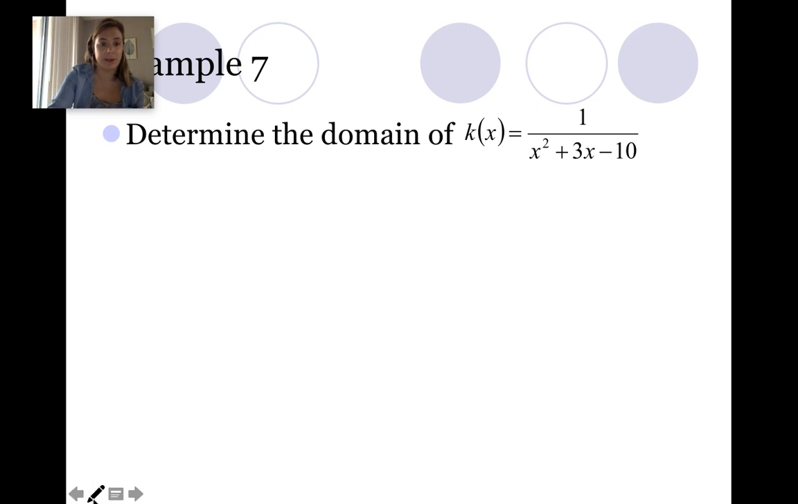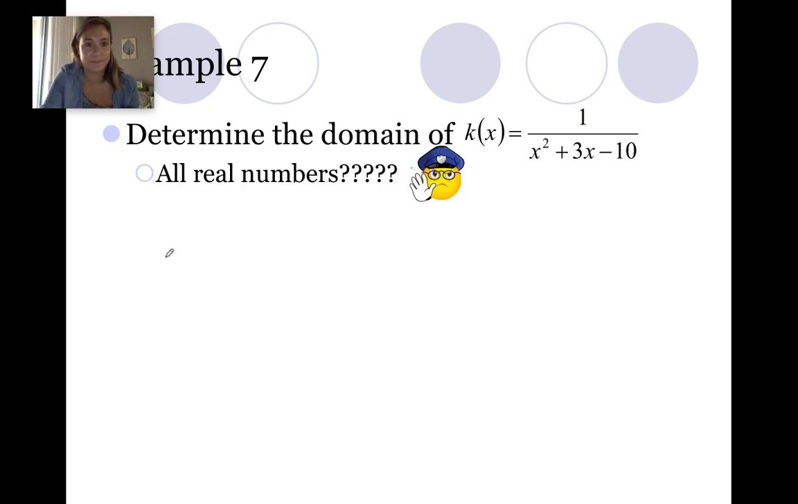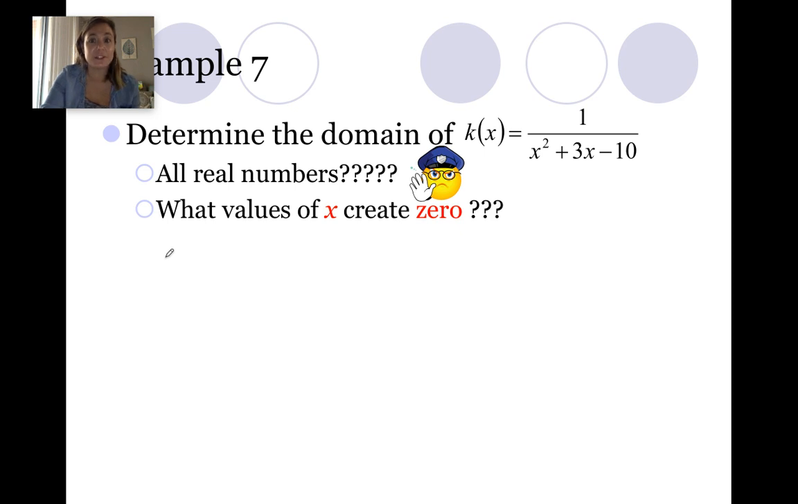Whoa. This one doesn't have a radical. Must be all real numbers, right? No. I froze the screen for a second and it looked kind of crazy. So not all real numbers, because you can't divide by 0. Which values of x create 0 in that denominator? I'm going to take that denominator and set it equal to 0. Here's a quadratic, and I'm going to have to factor.